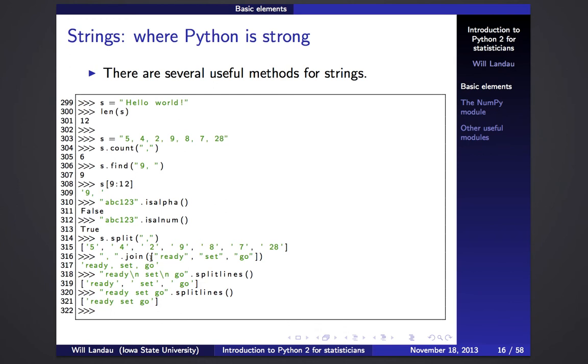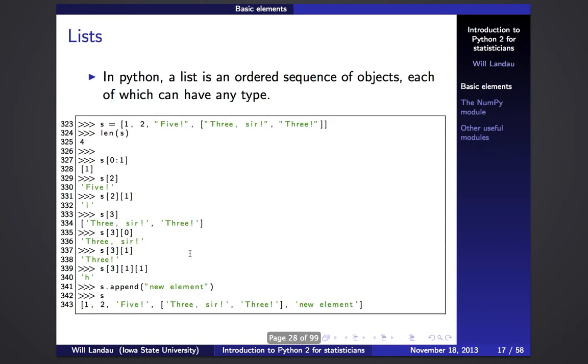Now, I mentioned something called a list here. Lists are a different data type, and they're ordered sequences of objects, each of which can have any type. So this is a list. It's got a couple numbers, it's got a string, and it's got a list inside the list as a member. And you can slice lists. Remember, 0 inclusive, 1 not inclusive. So this slicing only gives us one element. That's the one that comes at the beginning.